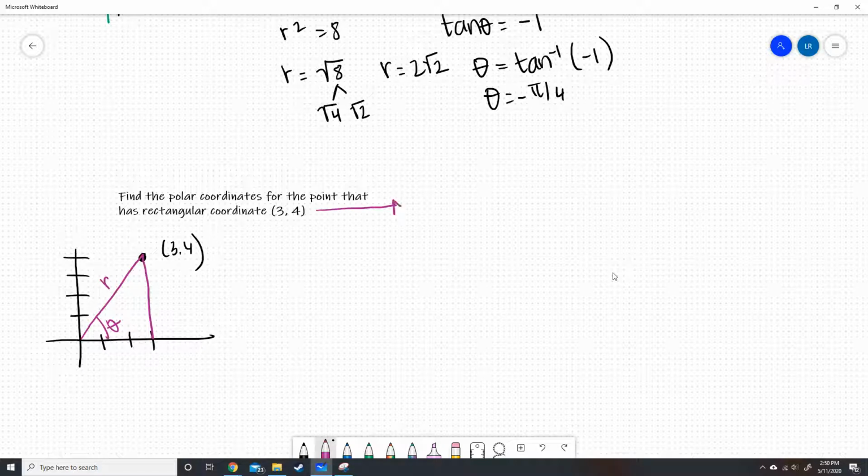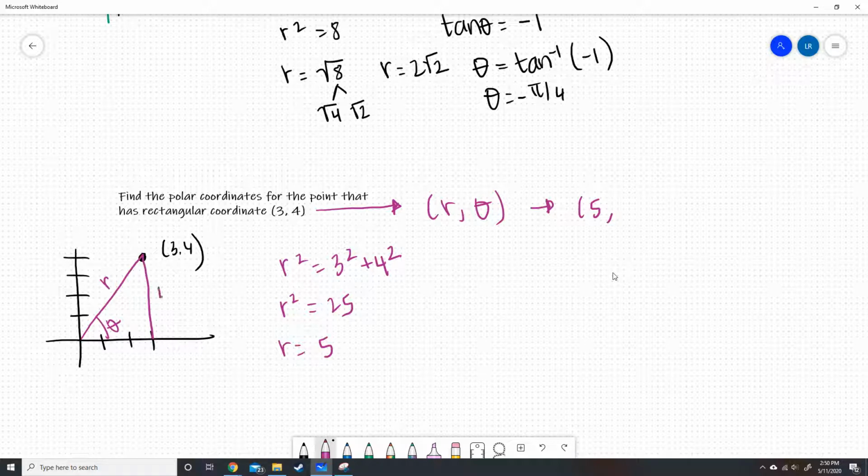When we write this in polar form, we're going to have r and then theta. And r squared equals 3 squared plus 4 squared. So r squared equals 9 plus 16, which is 25. So r is 5. So I'm going to replace the r with a 5. Now I need to find theta.